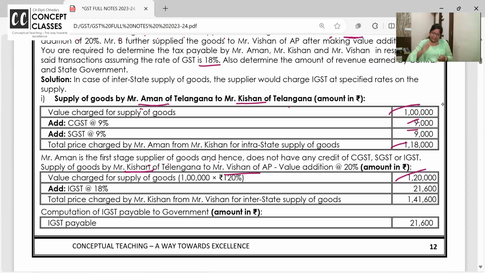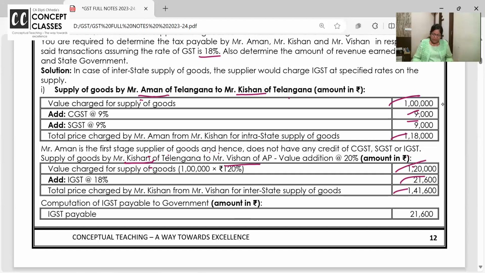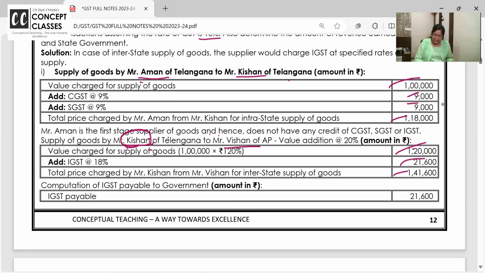And this is interstate. So K will charge V on 1,20,000, IGST 18%. Right. Now, K has to pay IGST. Is there any input IGST with K? No, because K has purchased from A in the same state.